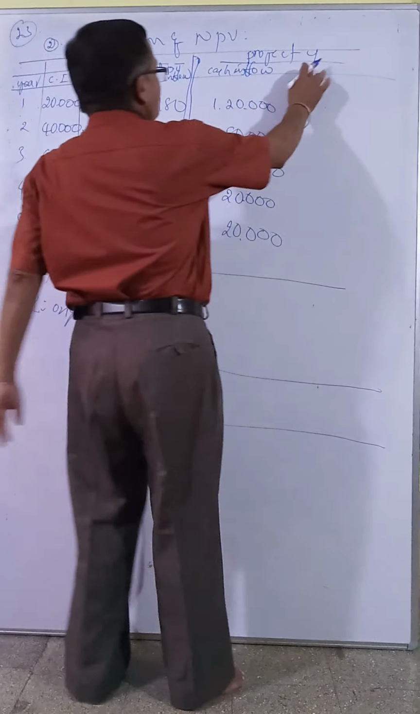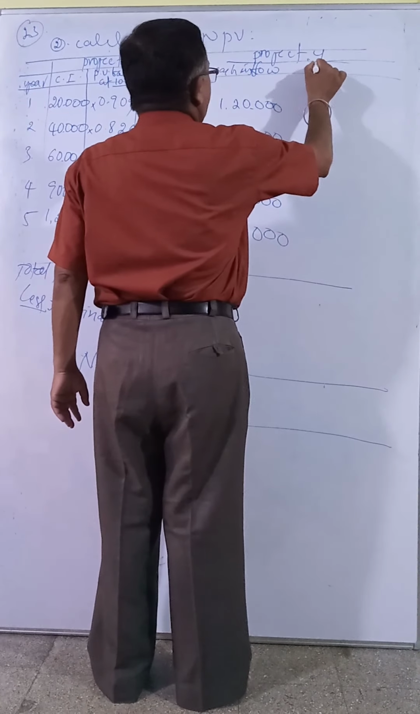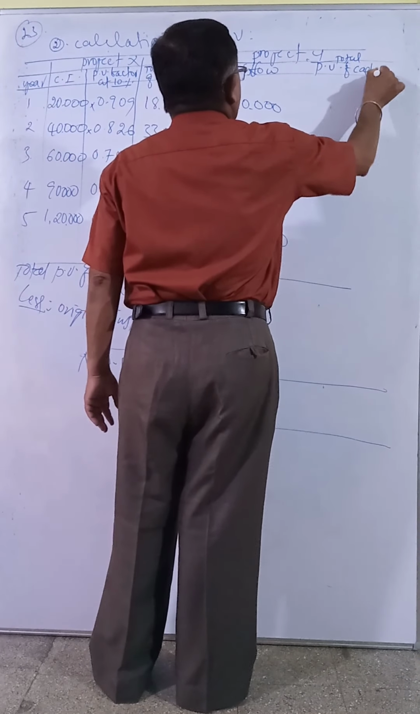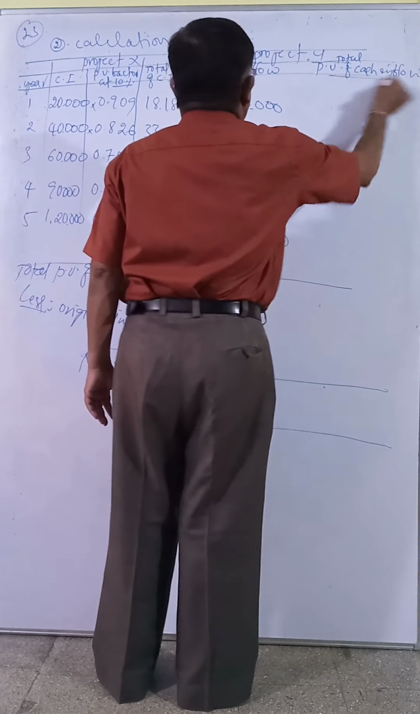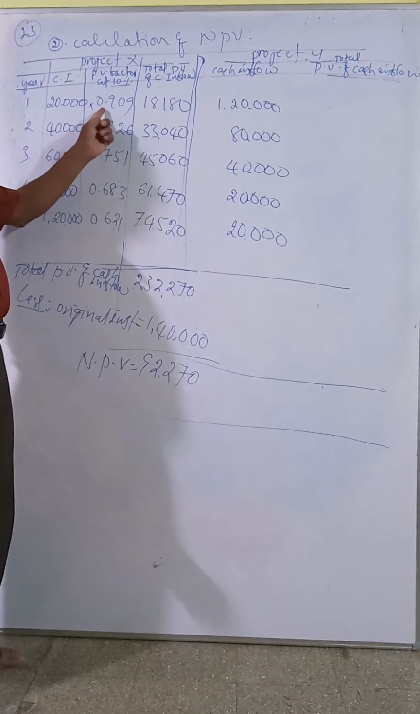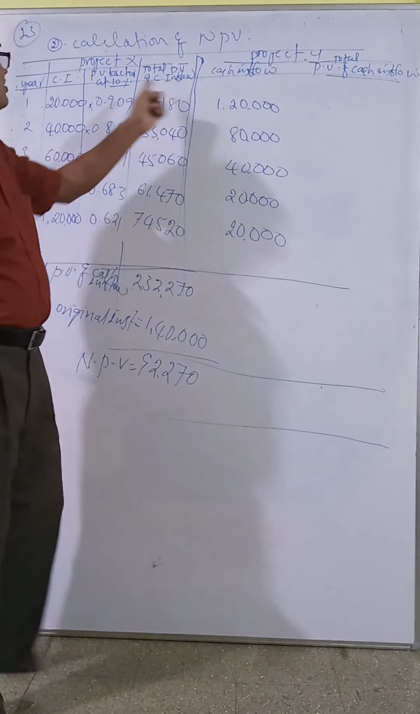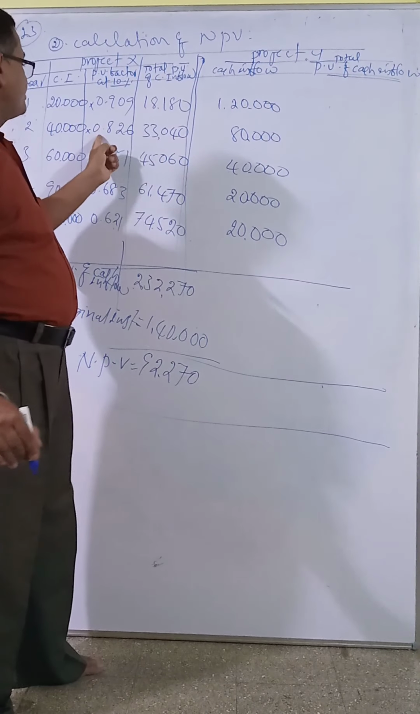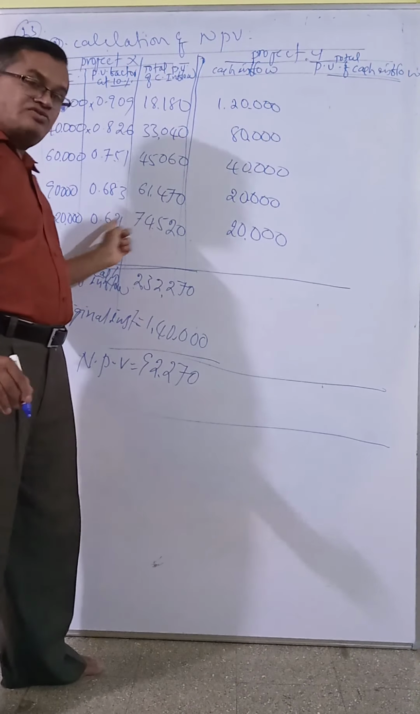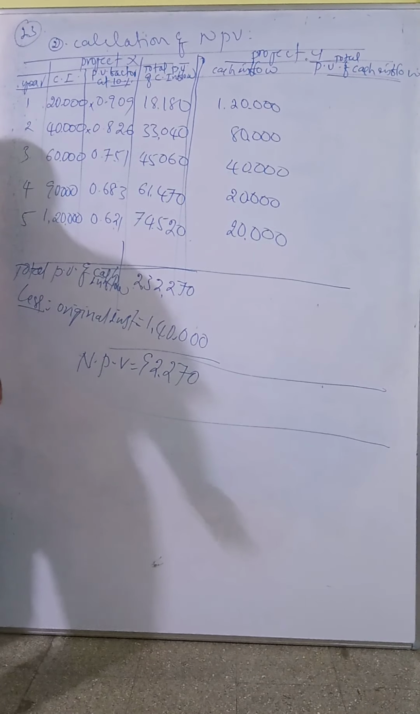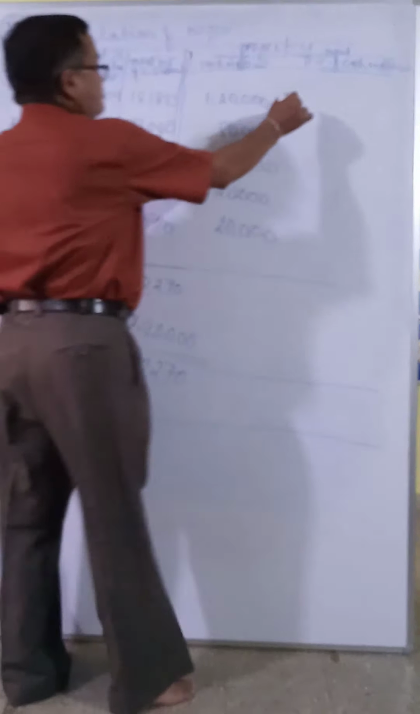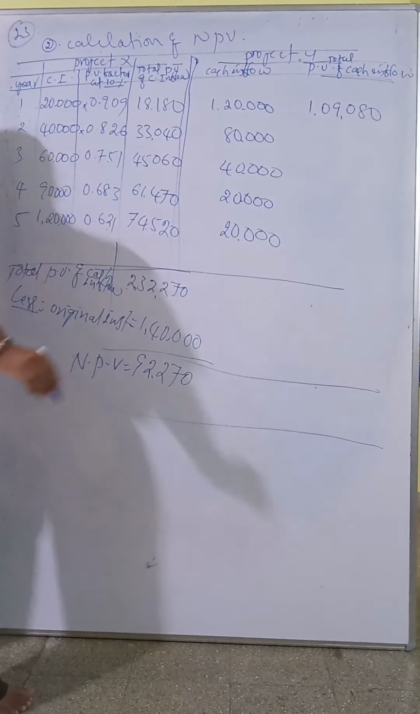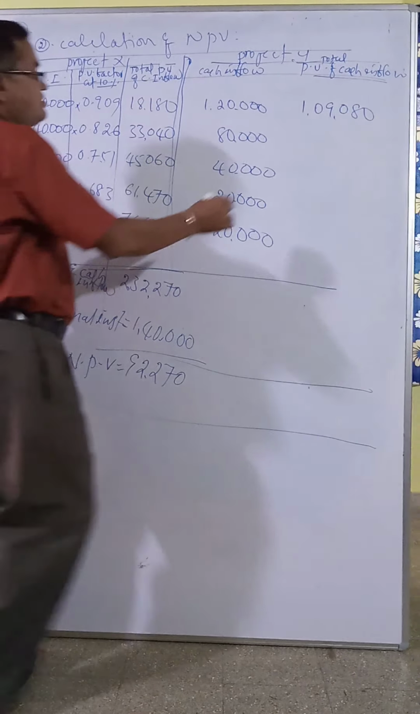Then next column is present value of cash inflow, total present. Cash inflow means multiply this into this. See, discount factor how much? 0.909 into 1,20,000. This into this, this into this. You will get 1,09,080. Then this discount factor into this, you will get 66,080.